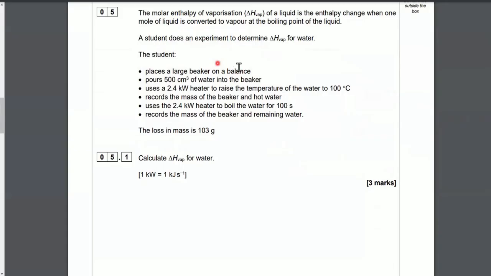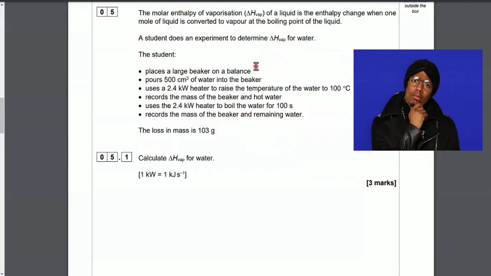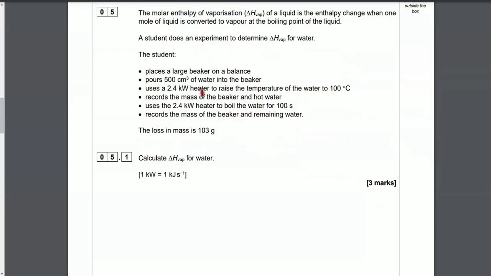At first you might look at this and think, is it Q equals MC delta T? But we haven't been given the specific heat capacity. We haven't been given a change in temperature. We've just been told it boils at 100. They haven't told us the start temperature is 0 or 25. So we can't do delta T, so you can't use Q equals MC delta T for this. In fact, what they have told us is that 1 kilowatt is equal to 1 kilojoule per second. So we can get straight onto that. Let's work it out.